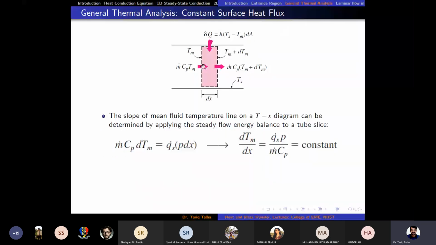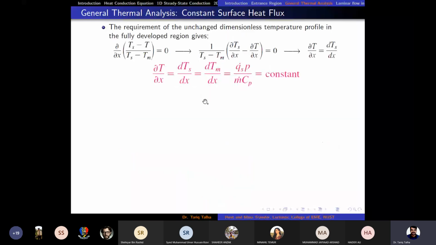For that we applied the energy balance. That is equal to Qs P upon m dot Cp, and we also know that in the fully developed region dTm by dx is equal to dTs by dx, and then partial T by partial x is equal to dTs by dx. How can we do that? We can always use the condition for the fully developed thermal region, and in that case 1 upon (Ts minus Tm) cannot be 0, so the thing in the parenthesis would be equal to 0.